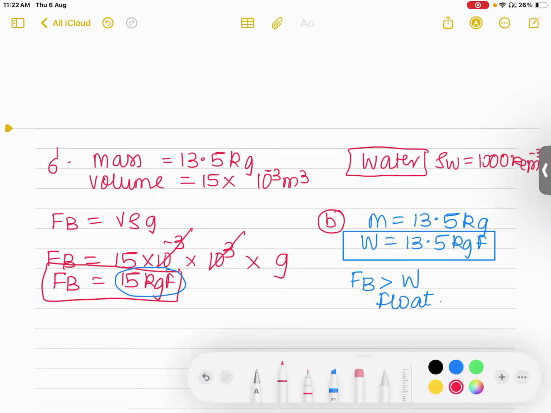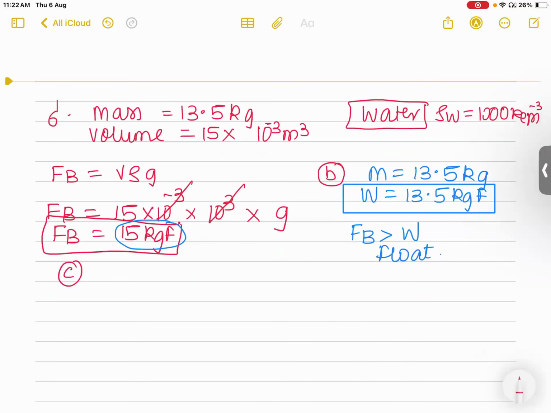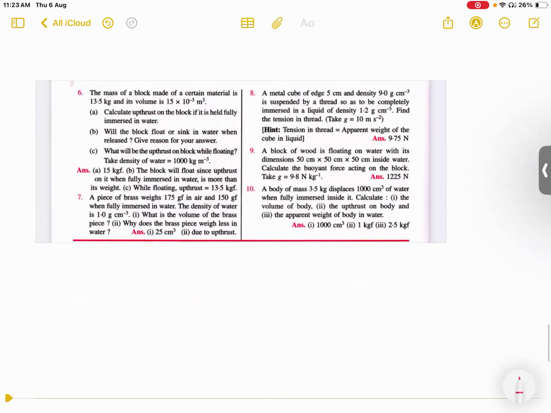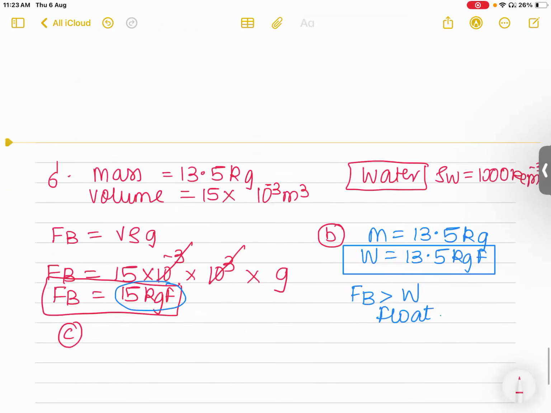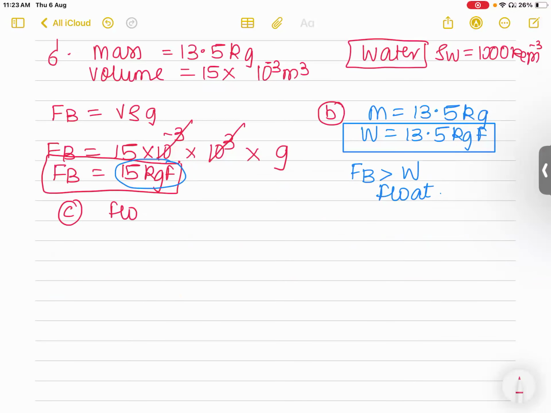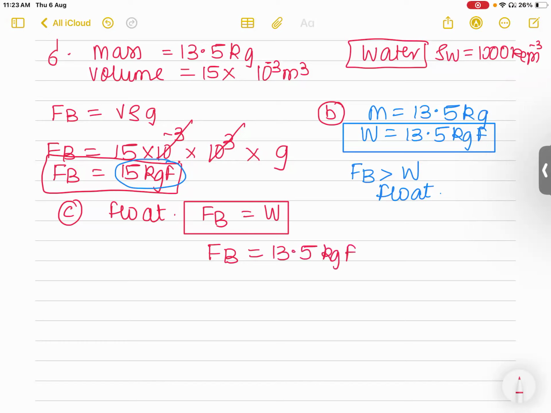Okay, the C part. The C part is: what will be the buoyant force, what will be the upthrust on the block when it is floating? This is so nice, they have already said it is floating. And guys, we know that whenever an object floats, its FB is equal to the weight of the object. So here we will write FB is equal to 13.5 kgf when it is going to float. I hope I have made myself very clear, students.